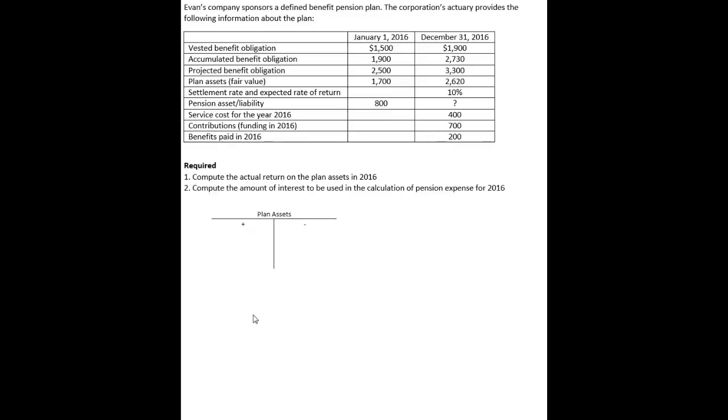The way I like to calculate the actual return on the plan assets is using the T account approach, because that's just how my brain is wired to think. And hopefully yours is getting that way too as you learn more about accounting.